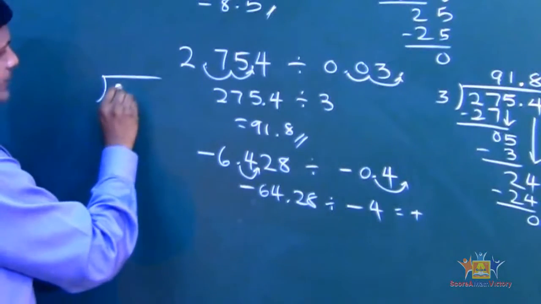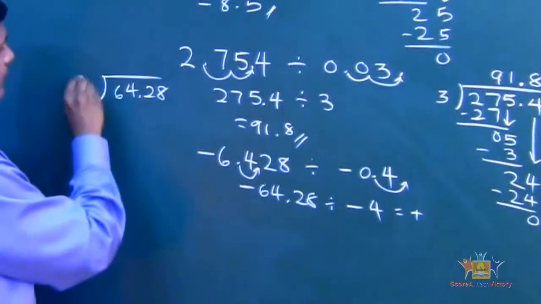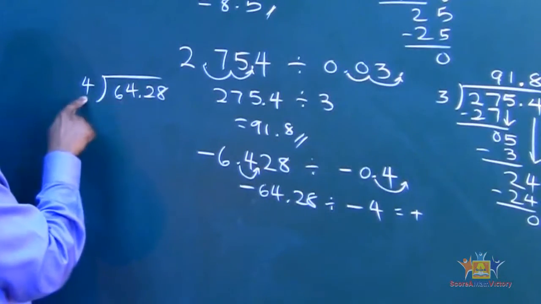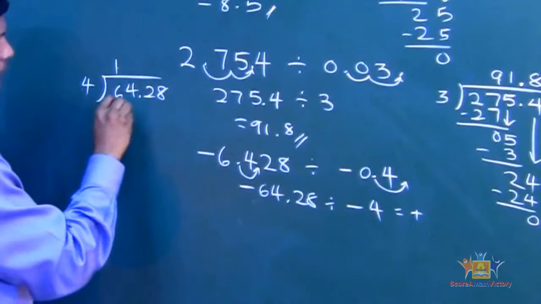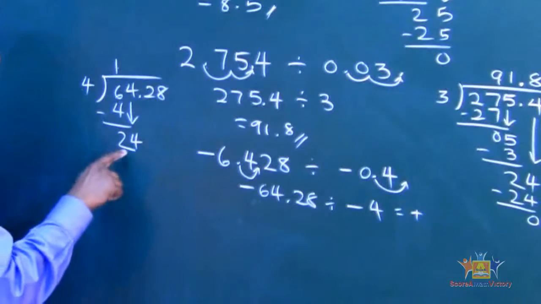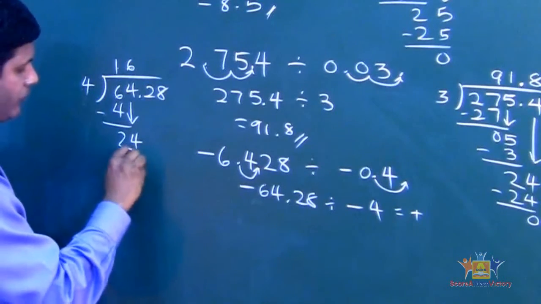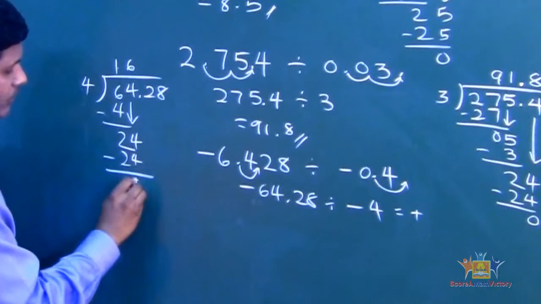I'm going to put 64.28 inside the cage. 4 I'll put outside the cage. In 6 there's 1. 1 times 4 is 4. 6 minus 4 is 2. Bring the 4 down. In 24 there's how many 4? 6. 6 times 4 is 24. Minus, give me 0. See the decimal?